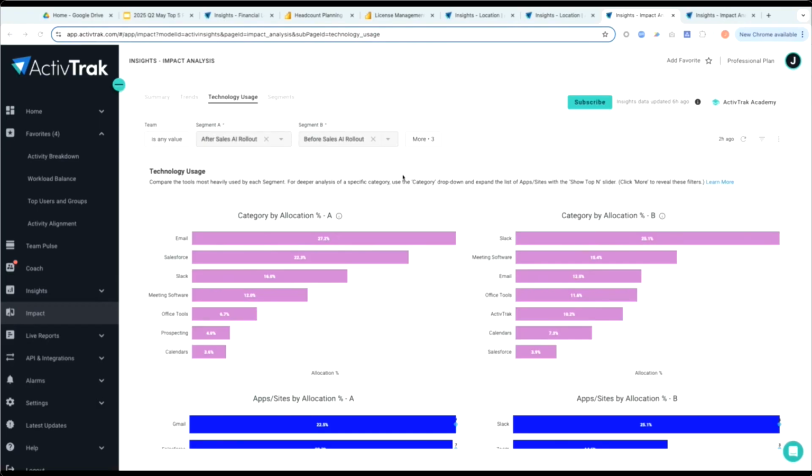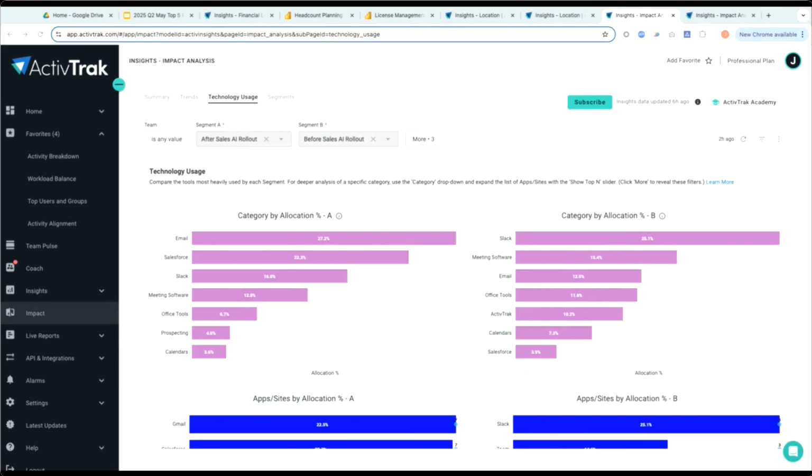So in this case, segment A is the after and B is the before. You can see here on the right-hand side that in the before scenario, there was a lot of time spent on internal collaboration technologies, Slack, meaning chat and messaging, meeting software, etc. But there wasn't enough time spent on Salesforce or CRM tools or even email to reach out to customers.